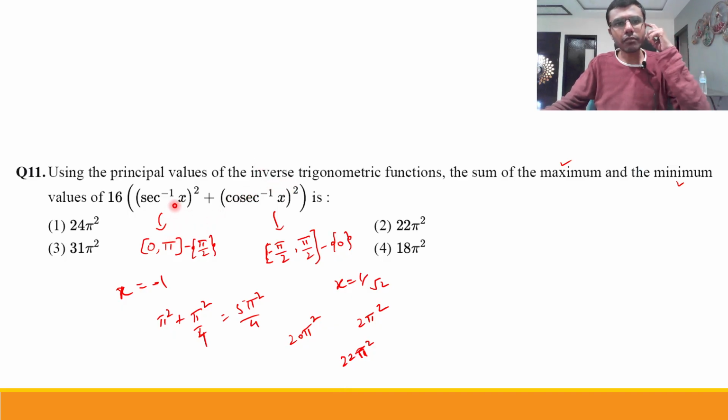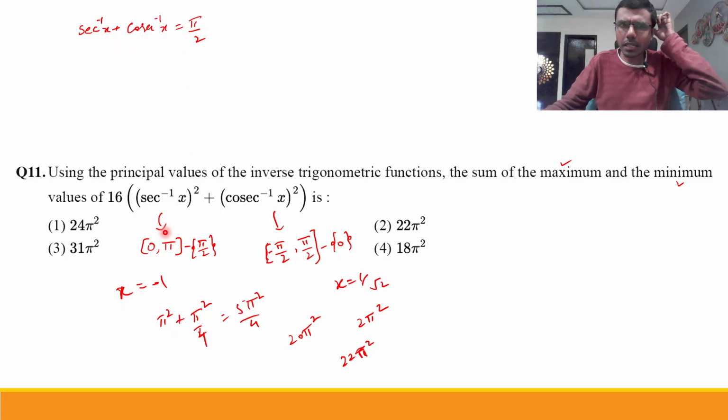See, you can either convert secant inverse x to cosecant inverse x or cosecant inverse x to secant inverse x. How? See, secant inverse x plus cosecant inverse x is equal to pi by 2. This you get from inverse trigonometry. So I am converting cosecant inverse x to secant inverse x. The reason is secant inverse x has output from 0 to pi, and there are fewer fractions, so I feel secant inverse x would be better. You can try cosecant inverse x if you wish. So write cosecant inverse x as pi by 2 minus secant inverse x.